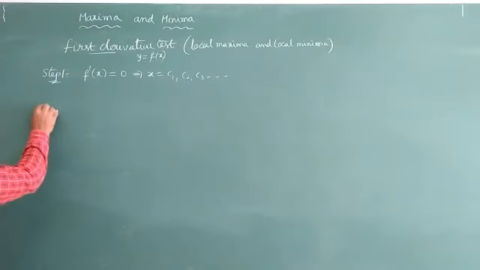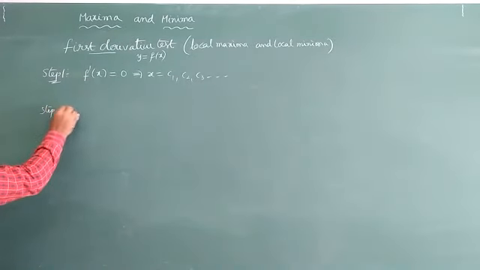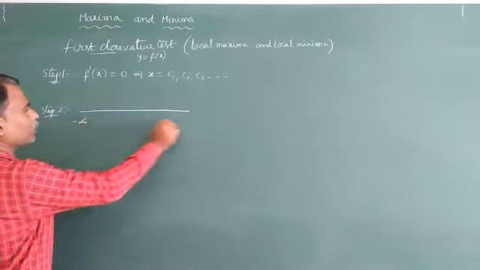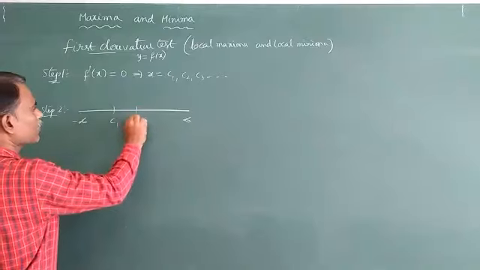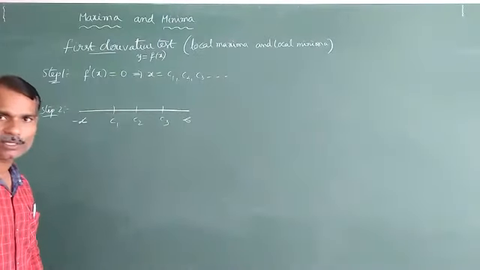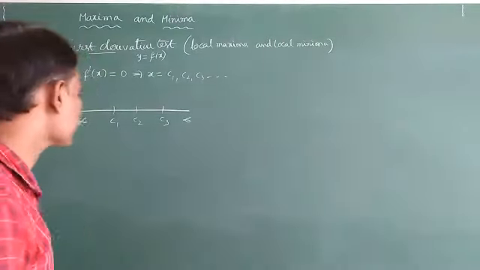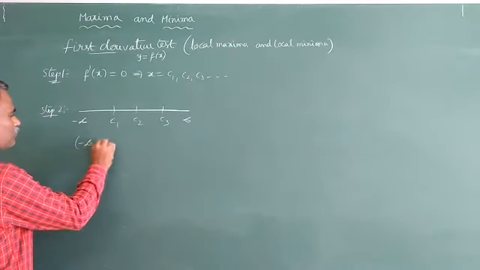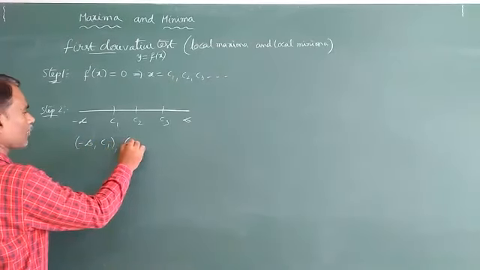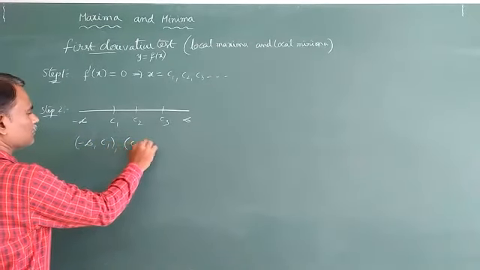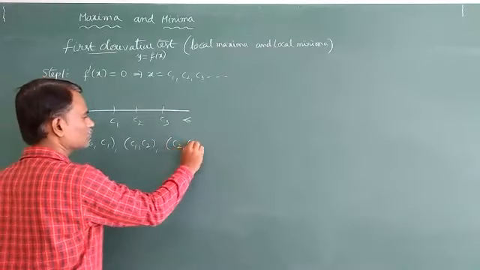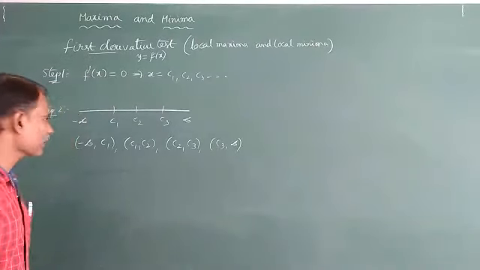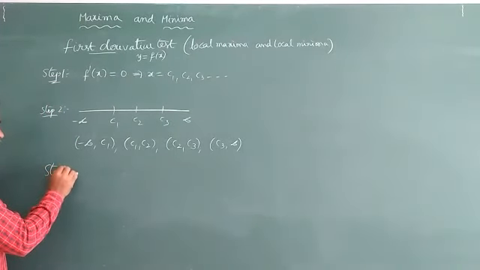In the same manner, second step: the interval is generally minus infinity to plus infinity, with the critical points c1, c2, c3. So like that, make intervals for this. Like this, make the intervals.